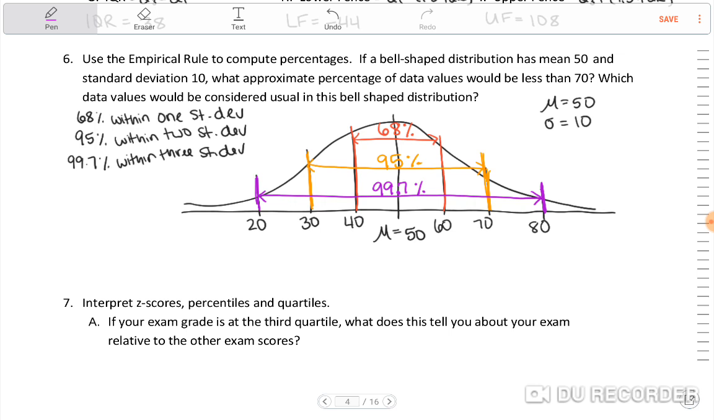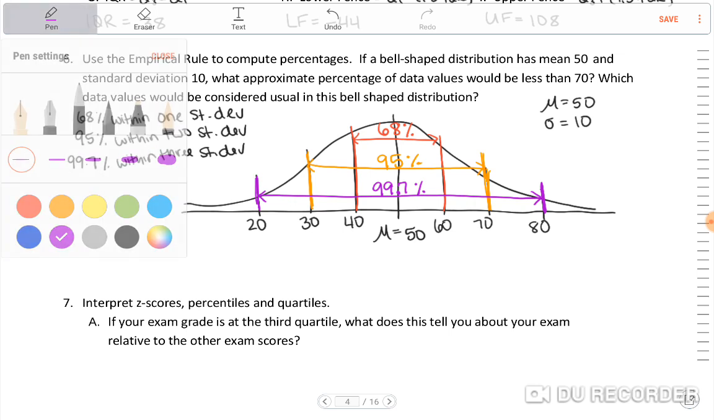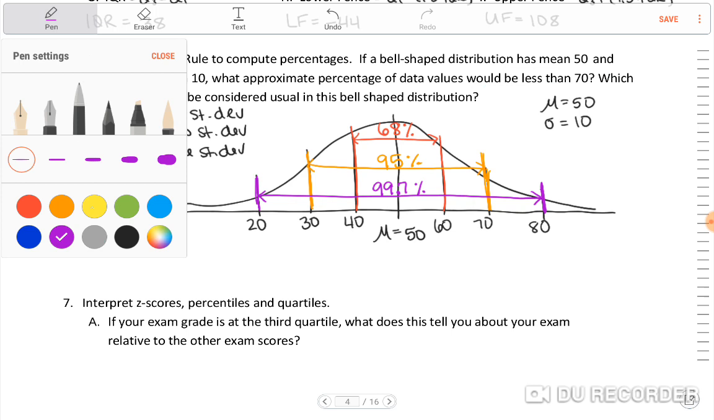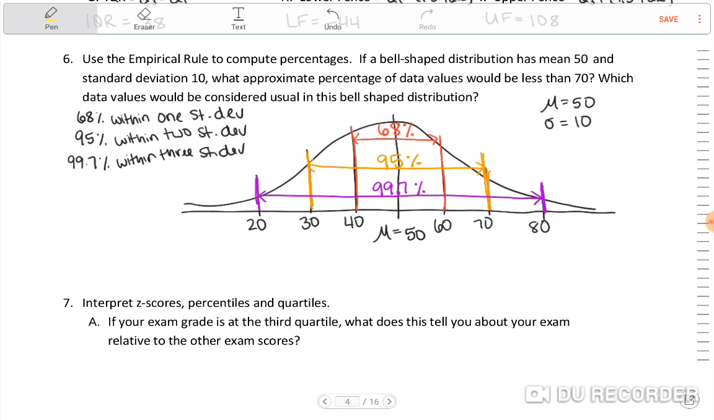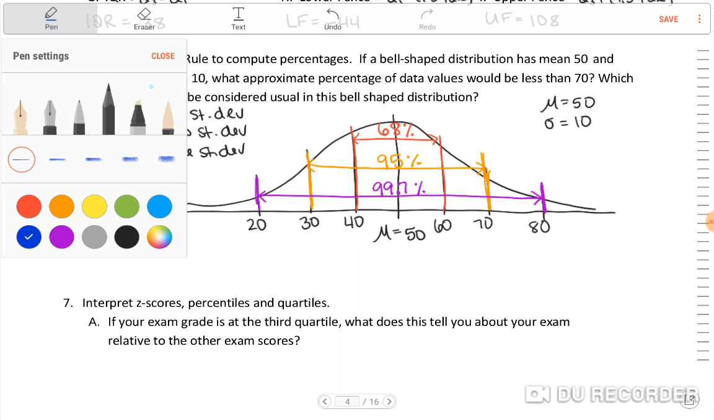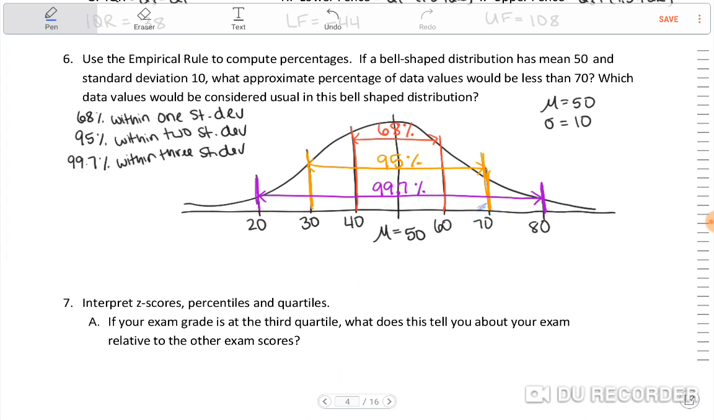So the question says, what approximate percentage of data values would be less than 70? Let's start there. Less than 70. I'm going to use a pencil here. Less than 70 is going to be this whole shaded region, from here over. What color should I use? Blue, maybe? Less than 70, that's like all of this.